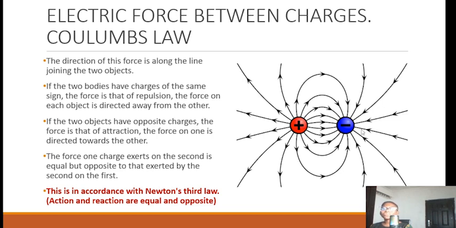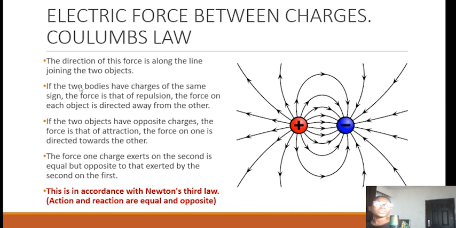Don't forget, opposite charges do what? They attract. If it was positive and positive, then this charge, when it gets here, will run off. It will run off because like charges do what? They repel, but unlike charges attract. So the direction of the force is along the line joining the two objects.